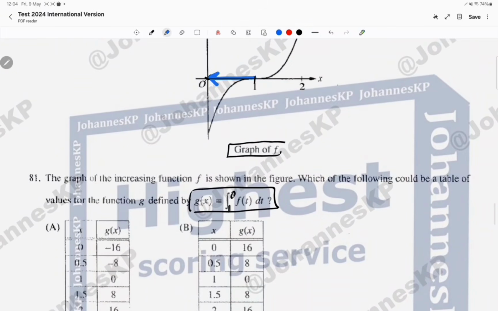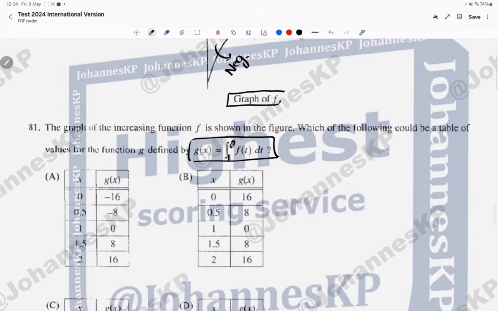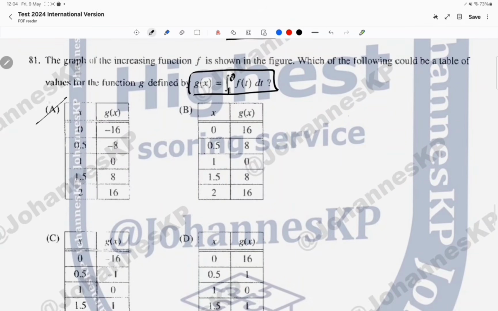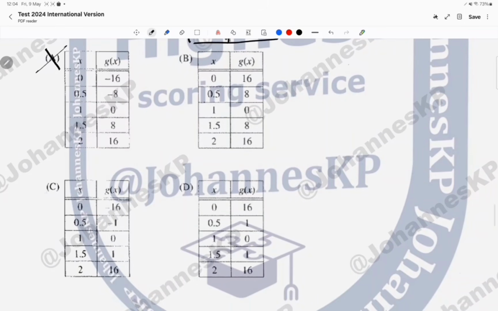But look, let me show you something. It's already negative here, correct? So when you go back, it's negative, and it's already negative. So positive. That means when you are on the left of 1, you should have a positive area, not a negative one. So A is going to be out. Okay. And C is going to be out as well.